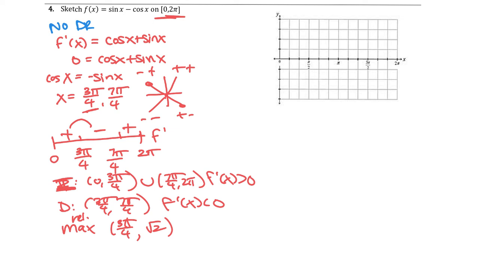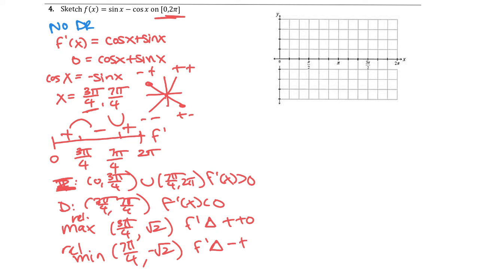And that is happening because our derivative is changing from positive to negative. We have a relative minimum at 7 pi over 4. And if I plug in 7 pi over 4, I'm going to get negative root 2. And that's happening because our derivative is changing from negative to positive.